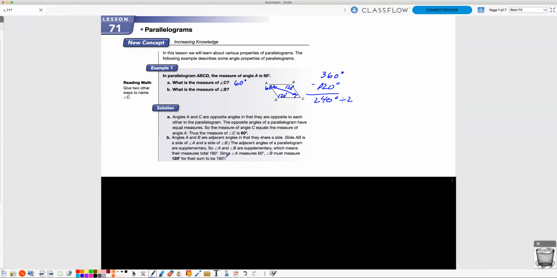Angles A and B are adjacent angles that share a side with angle A or C. The adjacent angles of a parallelogram are supplementary. So remember that supplementary means it adds up to 180 degrees. So that means that since angle A is 60 degrees, angle D or B would have to be 120, either one of those.